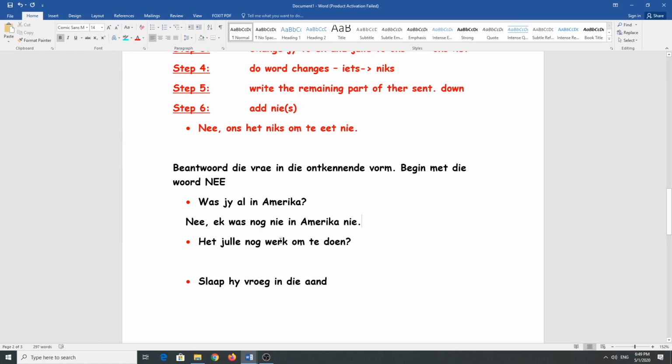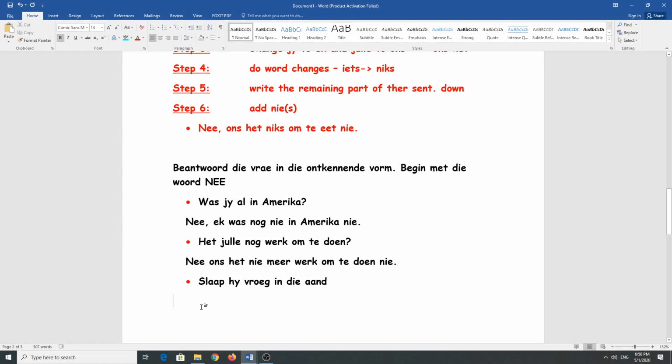The next one. Het julle nog werk om te doen? So I'm going to write nee. I'm going to swap het and julle around. Julle het, but I can't have julle. I must change it to ons. Write the rest of the sentence down. But before I can do that, I see there's a word change. If you check your list, you will see it becomes nie meer. Write the rest of the sentence down, and add my nie at the end.